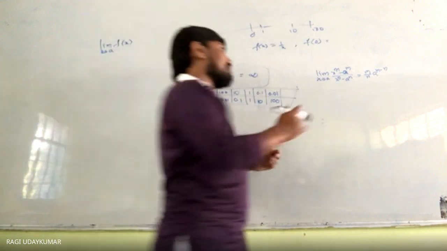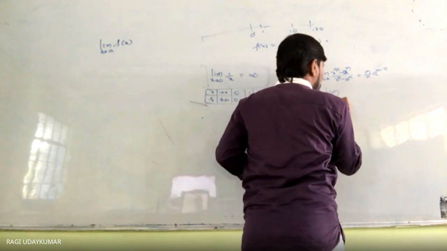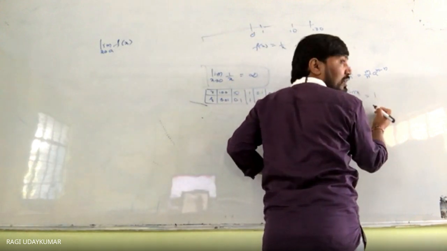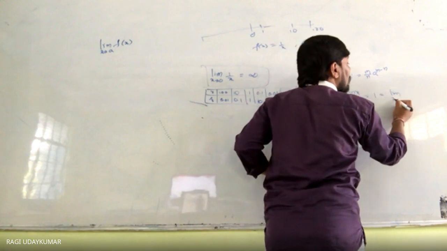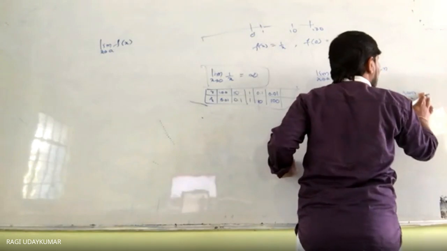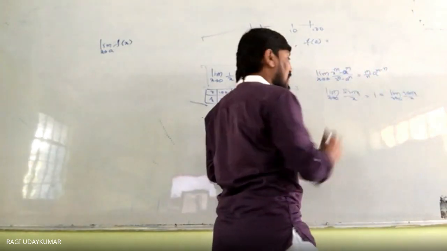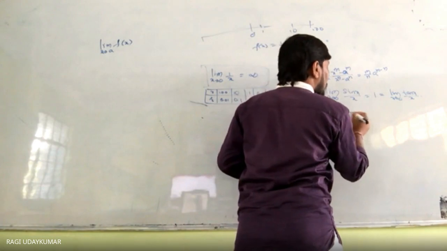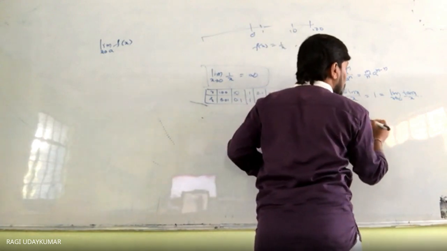And limit x tends to 0 of sin x by x is equal to 1. Also limit x tends to 0 of tan x by x is equal to 1. You are going to get 1. And limit x tends to 0 of (1 minus cos x) by x is equal to 0.